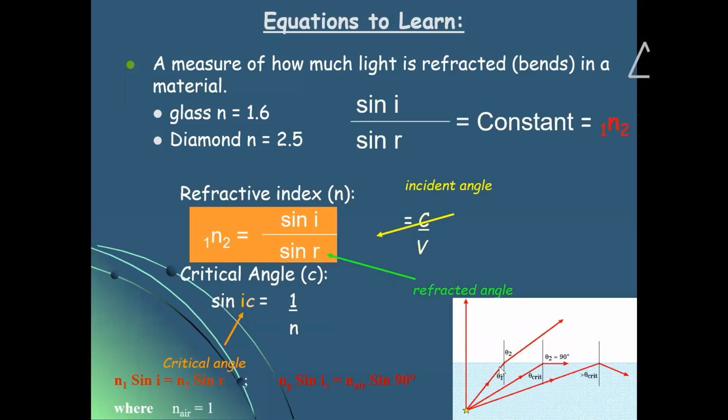We have incident angle and refracted angle. So to calculate the refractive index, it is the ratio between sine I, the incidence angle, and sine R. The sine I over sine R gives us the refractive index until we reach the critical angle. If we reach the critical angle, the refraction angle will be 90. So sine I over sine 90, which equals 1. By making some rearrangements, sine I critical equals 1 over n.